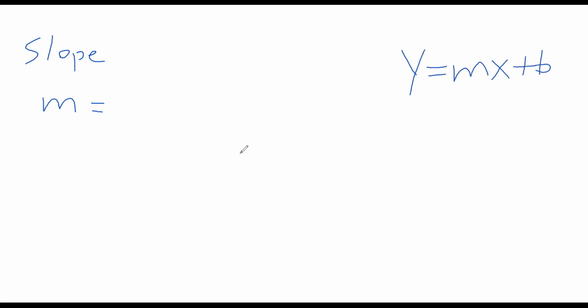So slope, we use a lowercase m. Why? Actually, I don't know, but we use a lowercase m. You might have seen the standard form of a line is written as y equals mx plus b. We'll cover that in a little bit, but m would be the slope.